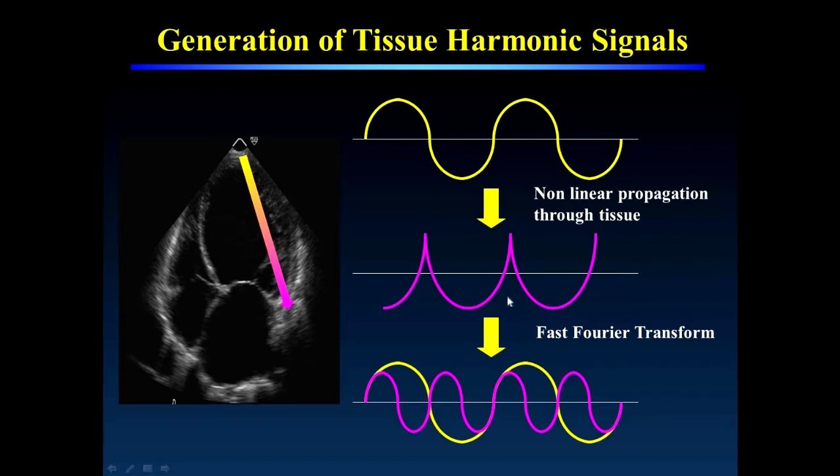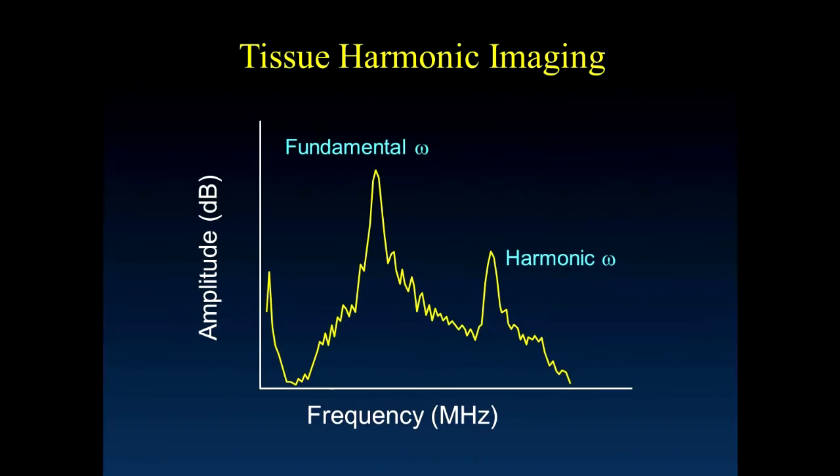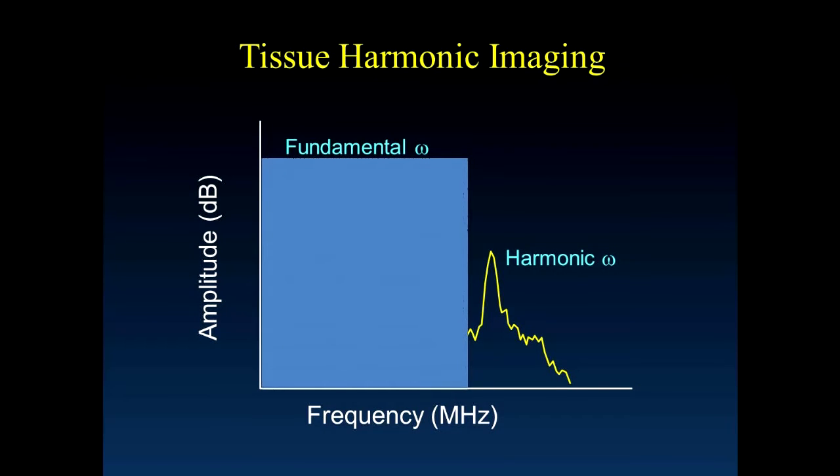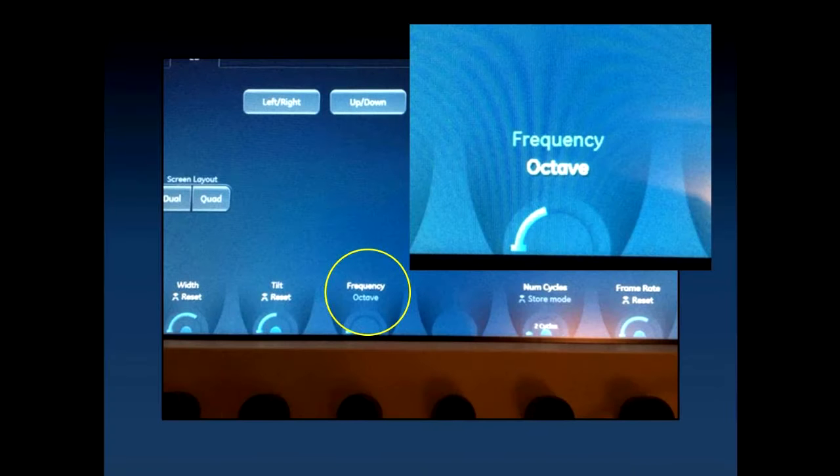A fast Fourier transform of this complex wave reveals the presence of both fundamental frequencies in yellow as well as harmonic frequencies in pink. To actually perform harmonic imaging, the ultrasound system uses a low-pass filter to display only the harmonic signals. Ultrasound systems still give you the flexibility to switch between fundamental and harmonic imaging. As an example, on this GE system, harmonic imaging is called octave and is activated simply by pushing a button.